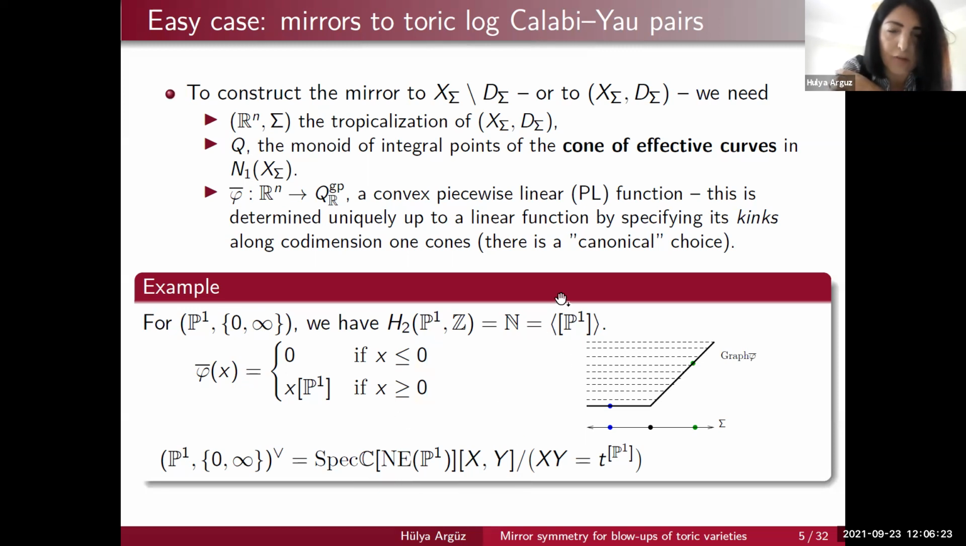So I just have one variable t to the p1 coming from this monoid. And then you have x and y, corresponding to the rays, and xy equal to this variable t to p1. So this is my mirror family. This is a family of C stars indeed, degenerating into a union of two copies of A1.